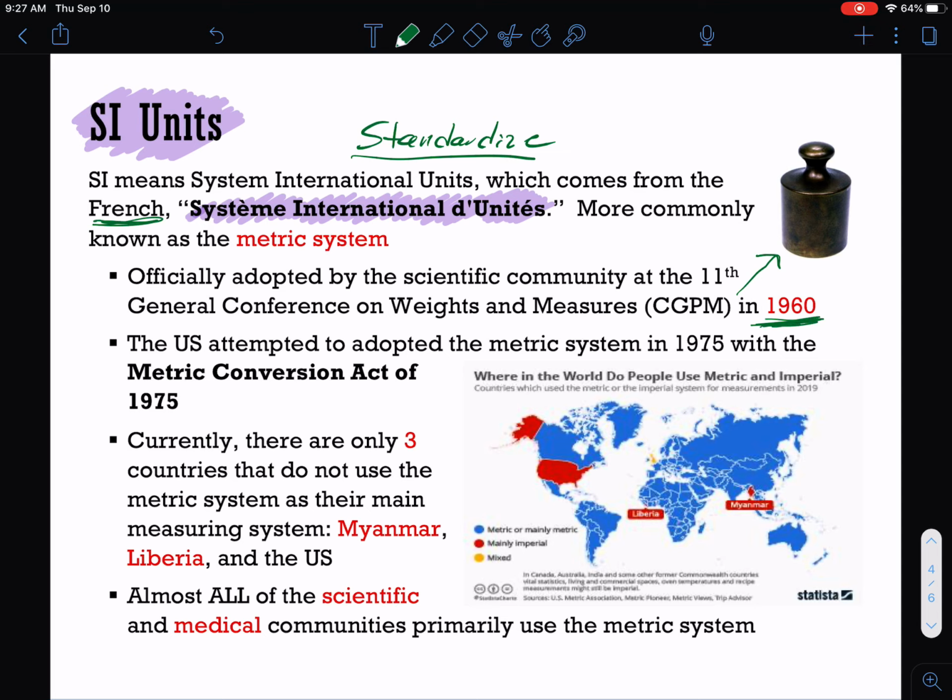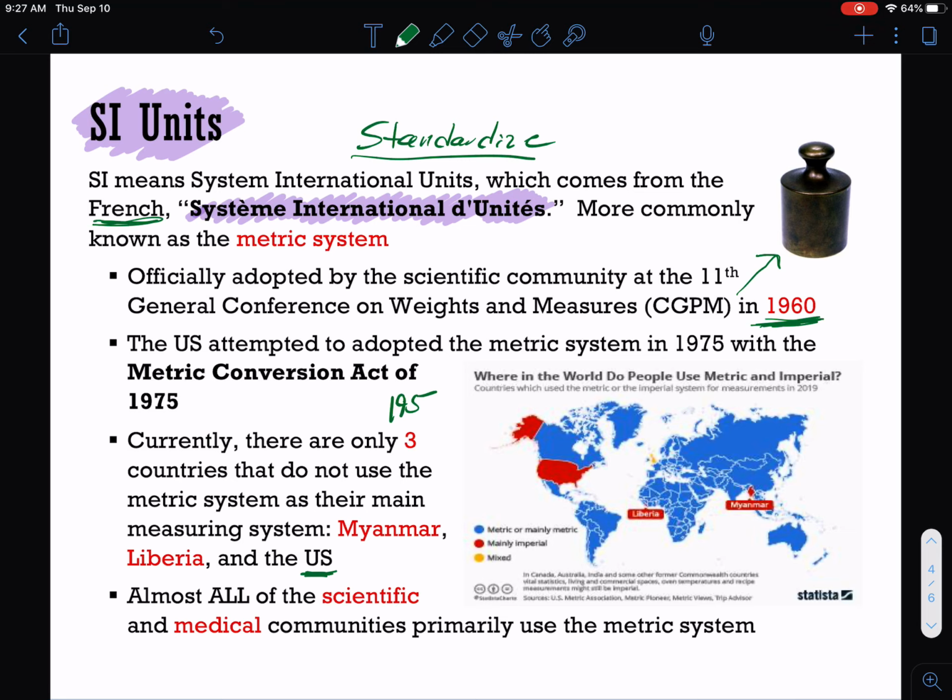And then in 1975, the U.S. attempted to adopt it with the Metric Conversion Act of 1975. But it didn't officially happen. There's too much pushback. And it's unfortunate because the rest of the world uses it. There are, I believe, 195 countries in the world. 192 of them use the metric system as their main measuring system. Only 3 do not. And one of the most developed countries in the world, the United States, us, we do not use the metric system as our main form of measurement. But the rest of the world will.